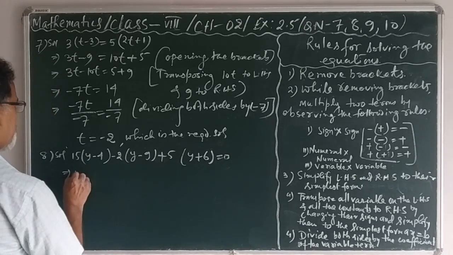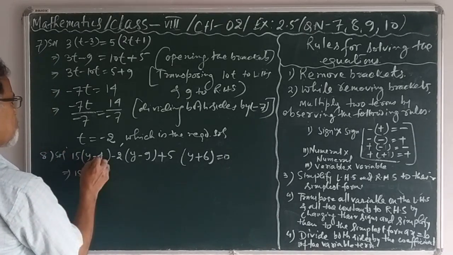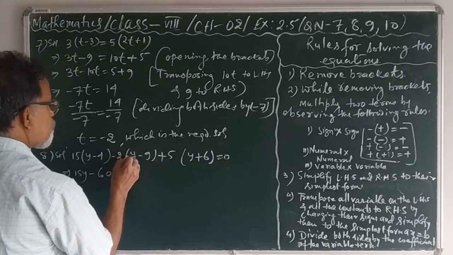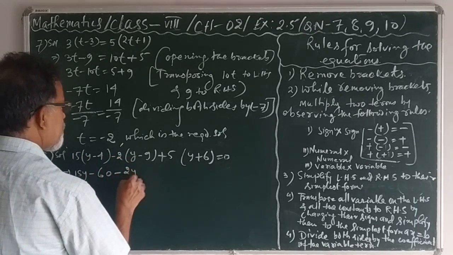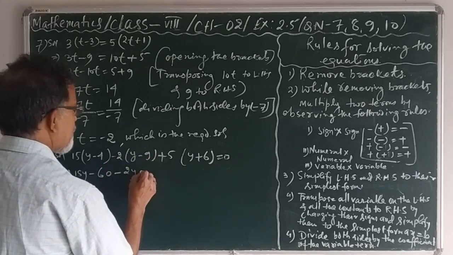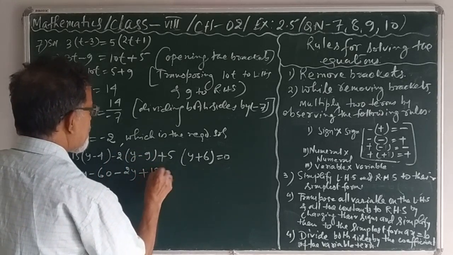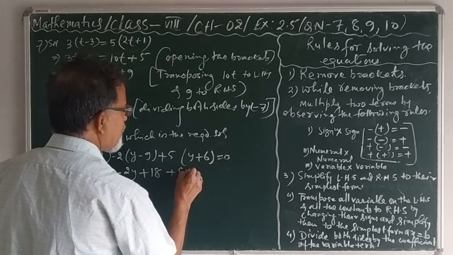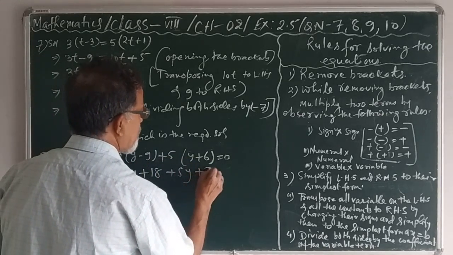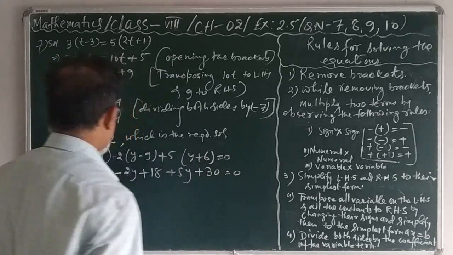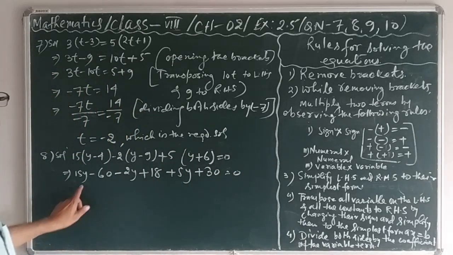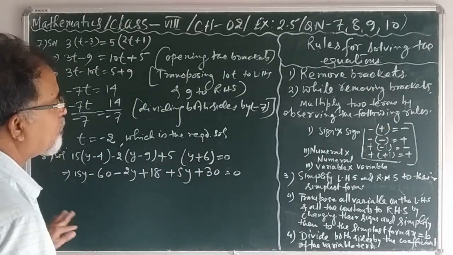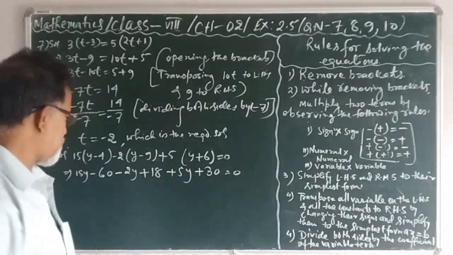And now I am going to open the brackets. 15 into y, 15y, plus into minus is minus, 15 into 4, 60, minus into plus is minus 2y, minus into minus is plus 18, 2 9s are 18, plus into plus, plus 5y, plus into plus, plus 30 equal to 0. There are 1, 2, 3, 4, 5, 6 terms on the LHS and only 0 constant on the RHS.